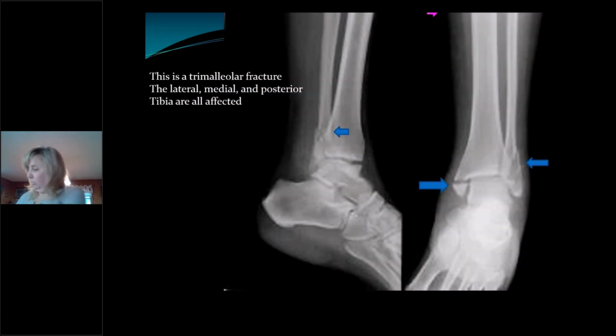And then occasionally you'll see a word called trimalleolar. Trimalleolar, the only difference is you get the medial side, lateral side, and then you also get a little bit of the posterior tibia. At the end of the day, nobody cares if it's bimalleolar or trimalleolar, both equal operative management.